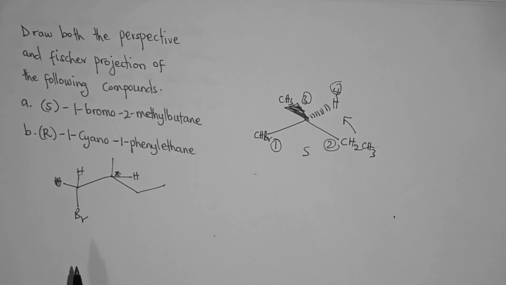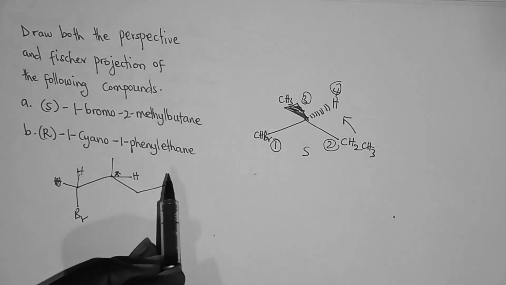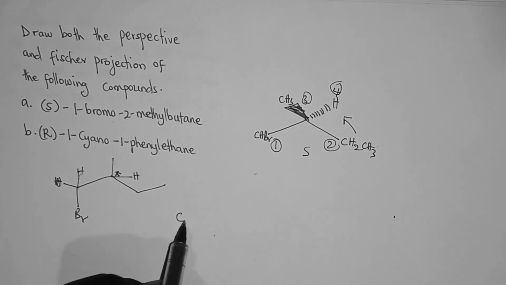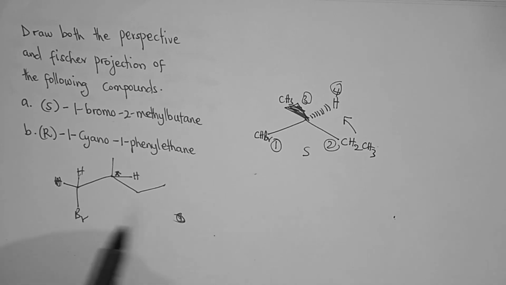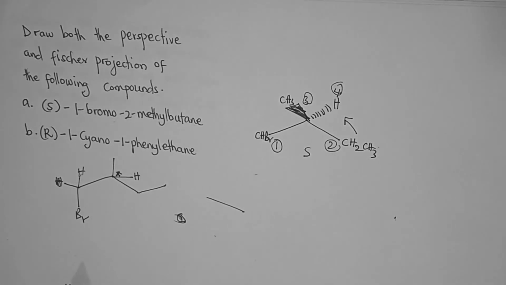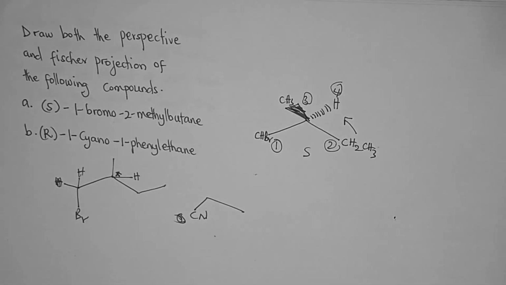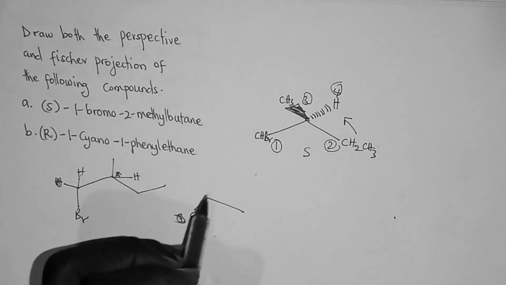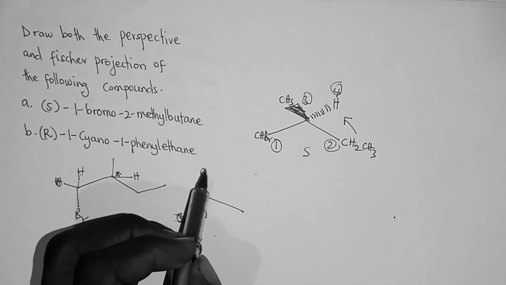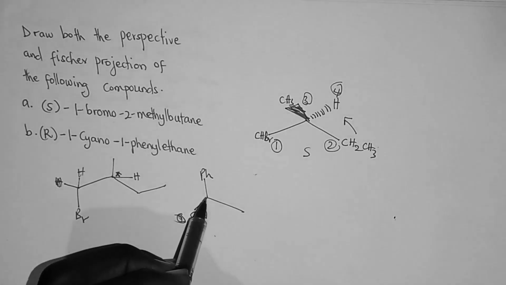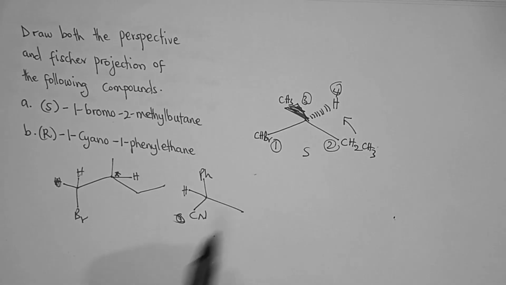Let's come to phenyl ethane. So we have an ethane group. So let me represent it with this. So this is an ethane group. We have R-1-cyano. So there's a cyano group here, and then one phenyl. There's also a phenyl group here, and then there is a proton, and here's a CH3.